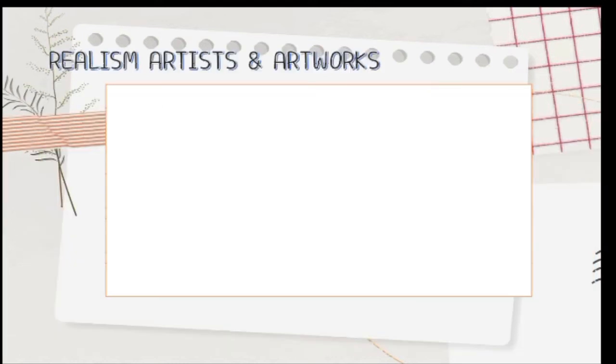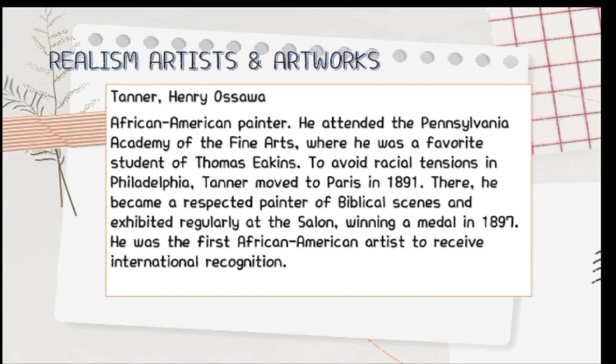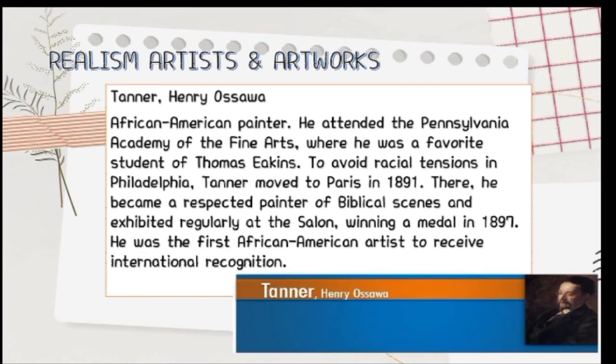Henry Ossawa Tanner, African-American painter. He attended the Pennsylvania Academy of the Fine Arts, where he was a favorite student of Thomas Eakins. To avoid racial tension in Philadelphia, Tanner moved to Paris in 1891. There, he became a respected painter of biblical scenes and exhibited regularly at the Salon, winning a medal in 1897. He was the first African-American artist to receive international recognition.